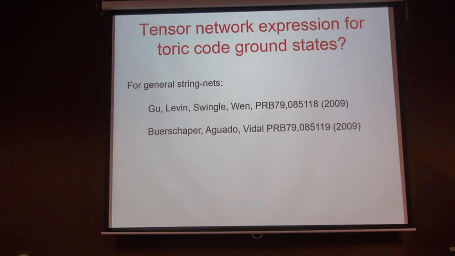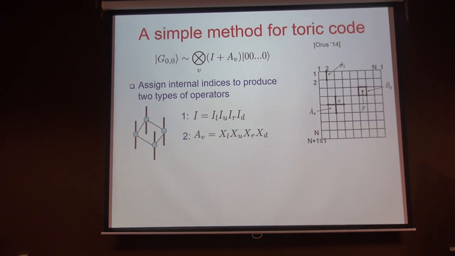But how do I write down the tensor network for the toric code ground state? For general string nets, because the toric code is one special case of string net, there have been two papers describing how to write those down. So I'll refer you to the general method. For the toric code, there's a simpler way to write it down, so maybe I'll briefly describe that.